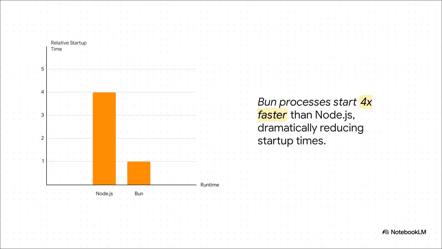And the result of that choice? It's kind of staggering. I mean, look at this. When you're talking about something as basic as just starting up a process, Bun isn't just a little bit faster. It's playing a completely different game. This isn't some small optimization. This is a massive leap forward.